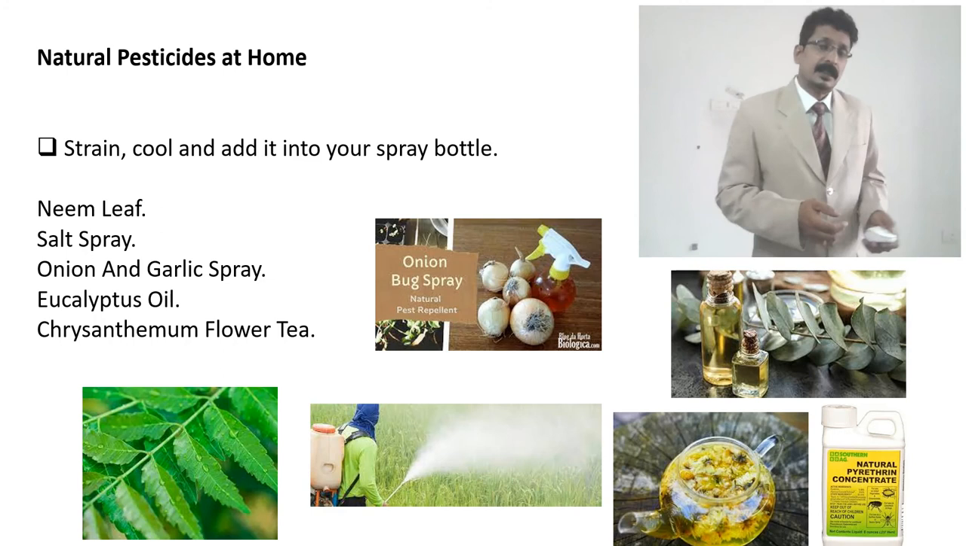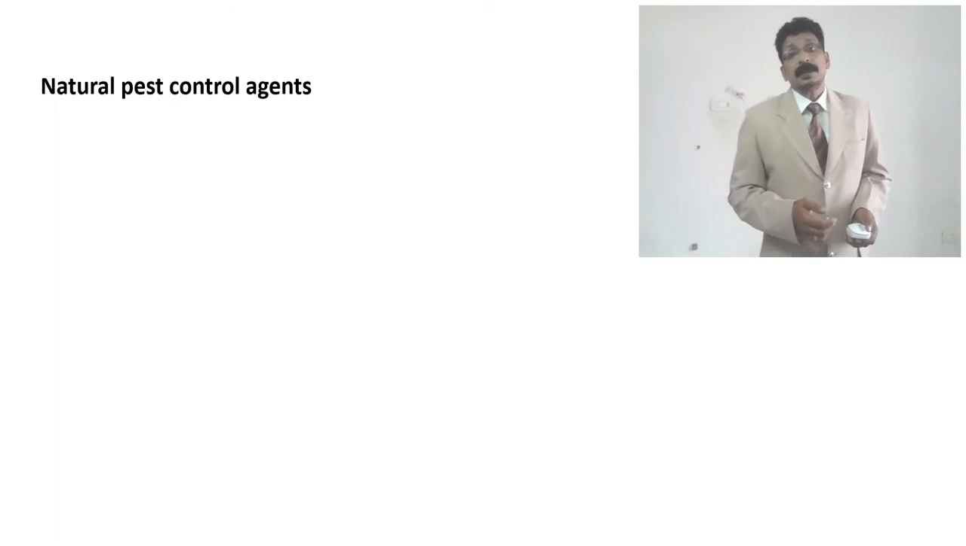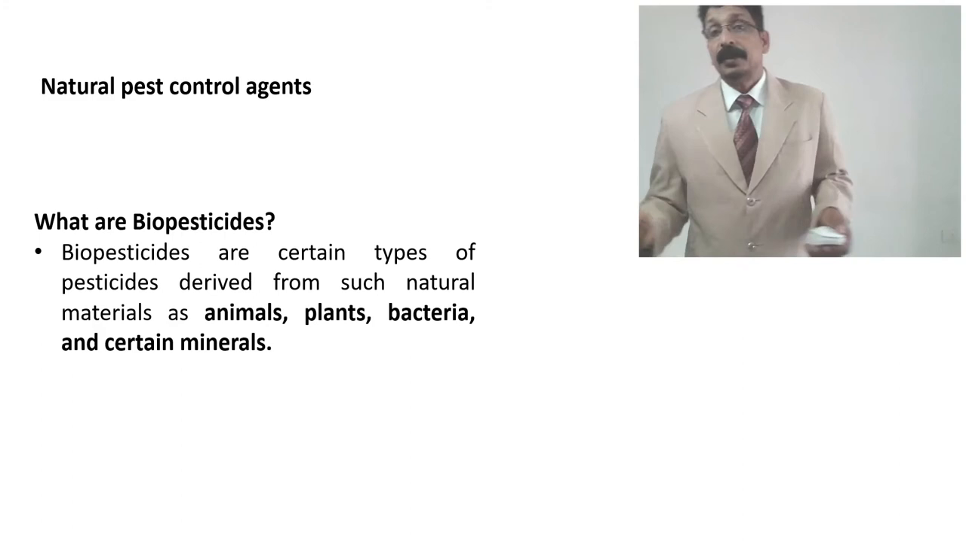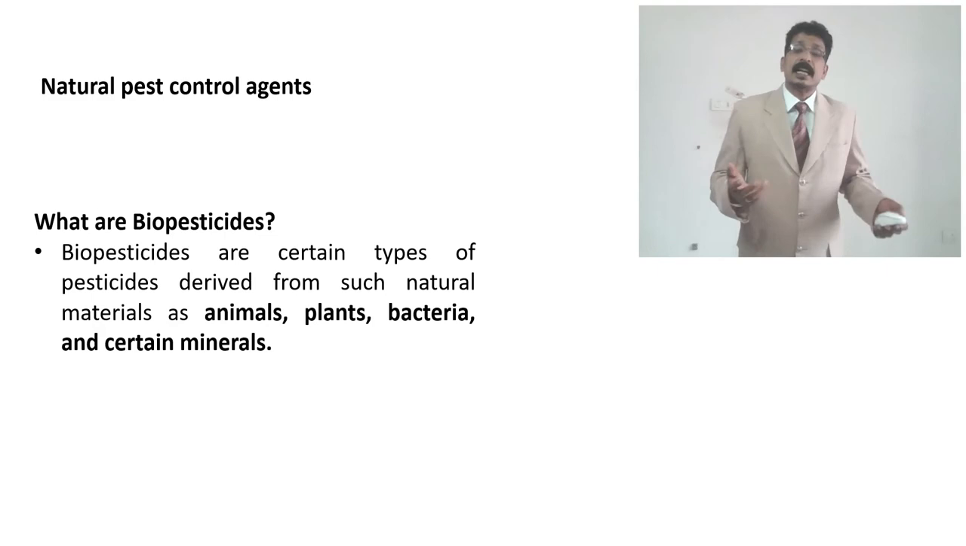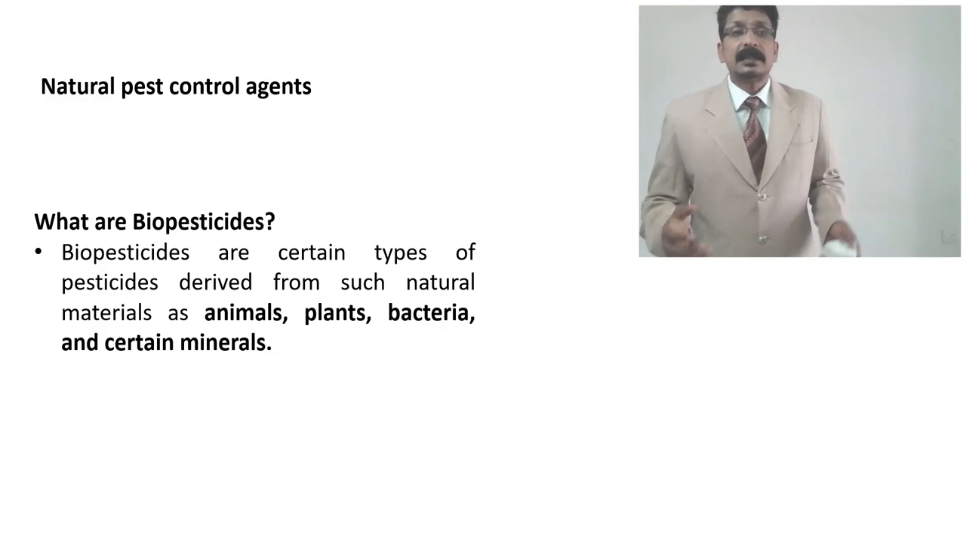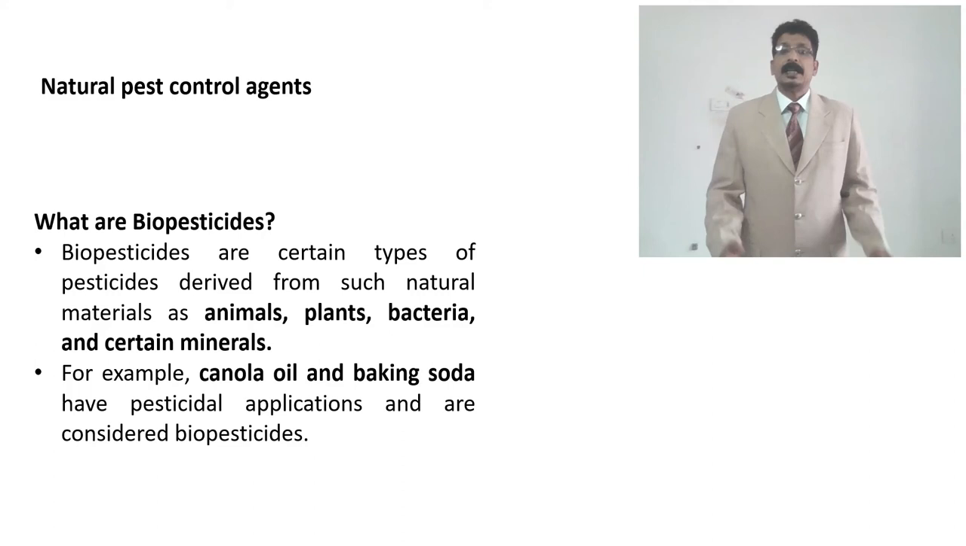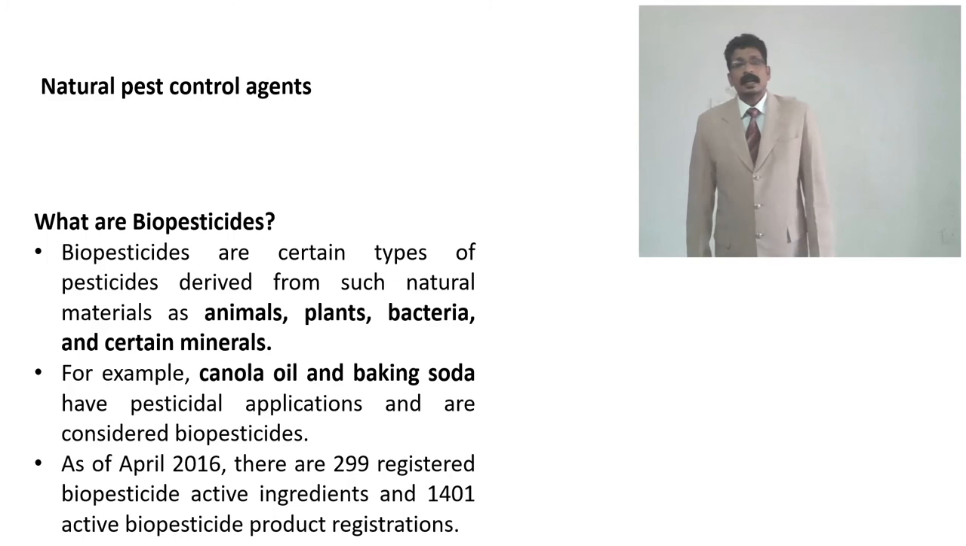And now coming to the natural pesticide control agents, in which especially we want to know what biopesticides are, because they also come under natural pesticides, and we have to add them. So biopesticides are certain types of pesticides derived from natural materials like animals, plants, bacteria and certain minerals. For example, canola oil and baking soda we have taken as examples of biopesticides. There are many, but we have taken these as examples. They have pesticidal application and are considered biopesticides.